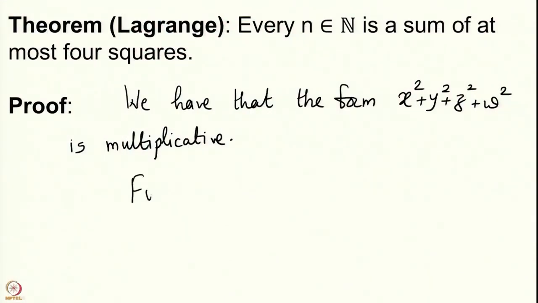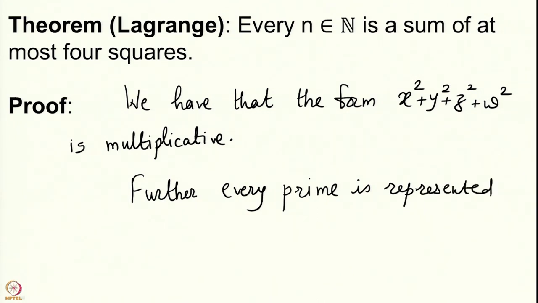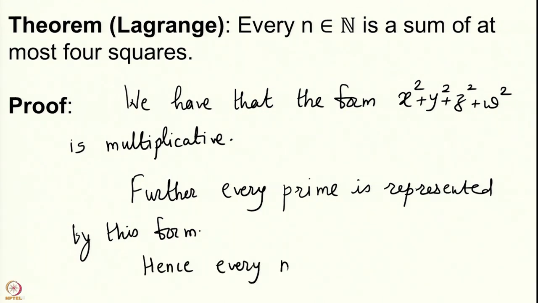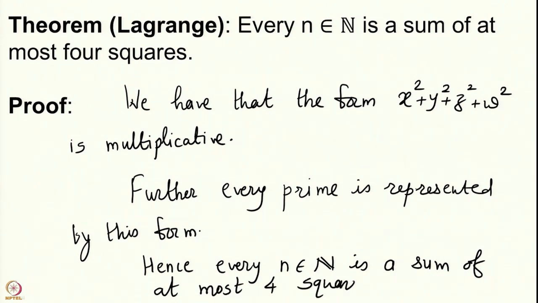Further, every prime, whether it is 2 or not, is represented by this form, and hence every natural number is a sum of at most 4 squares.